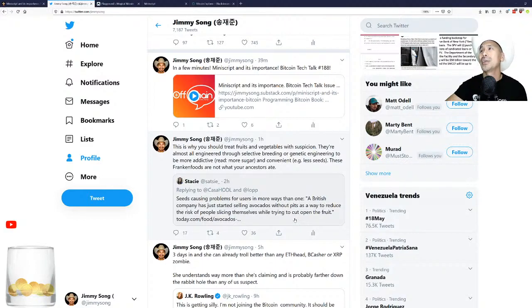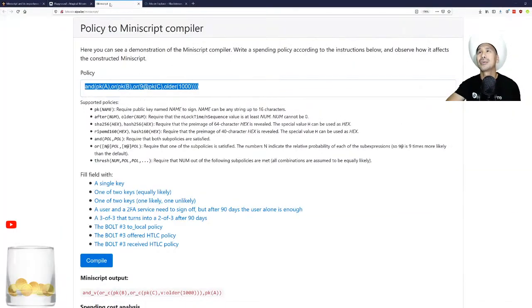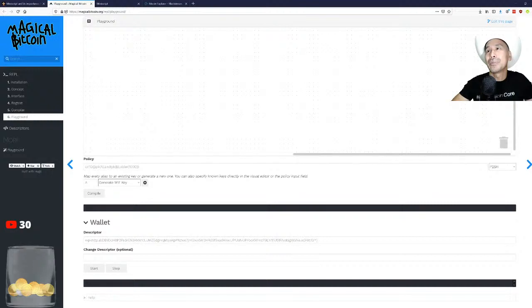All right, so anyway, that is about it for my tweets. Let's take a look at some of the Miniscript stuff. I already showed you how to compile it here. Here's the magical Bitcoin playground. So we can put in a policy. So thresh is you need like 2 of however many conditions. So PKA, PKB, PKC, PKD. So this is a simple 2 of 4 multisig, right?